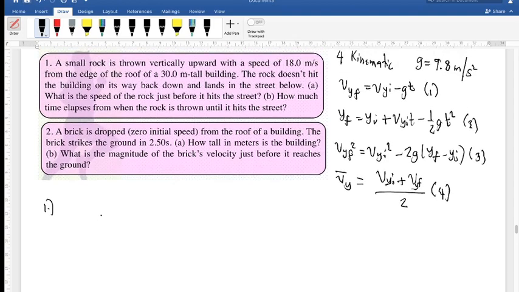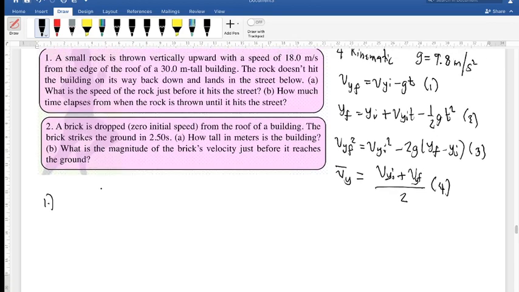A small rock is thrown vertically upward with a speed of 18 meters per second from the edge of the roof of a 30-meter tall building. The rock doesn't hit the building on its way back down and lands in the street below. What is the speed of the rock just before it hits the street, and how much time elapses from when the rock is thrown until it hits the street?